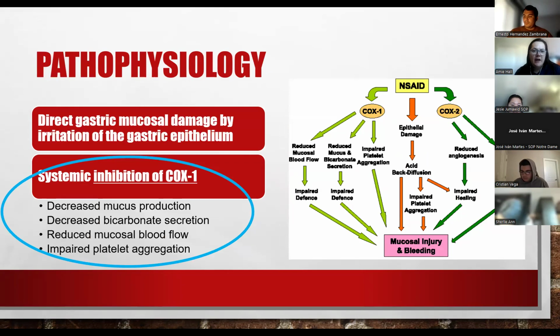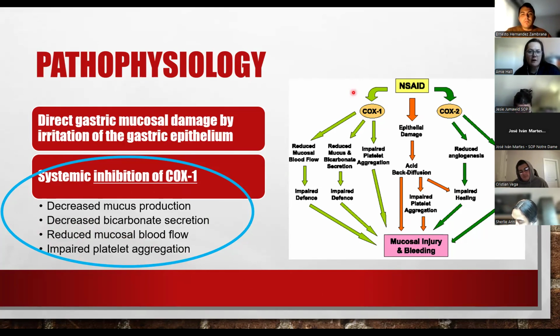So how do we get ulcers from NSAIDs? We have the direct gastric mucosal damage and irritation from the NSAIDs sitting in the stomach, but we also have the systemic inhibition of COX-1. If you remember from self-care, COX-1 is GI protective. It increases mucus production. If we inhibit COX-1, we're going to have decreased mucus production, decreased bicarbonate secretion, reduced mucosal blood flow and impaired platelet aggregation.